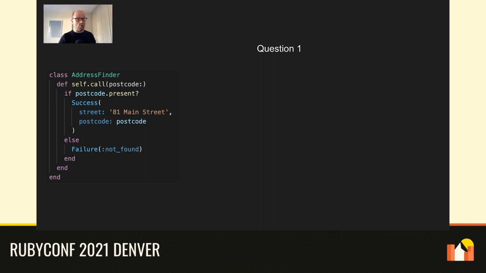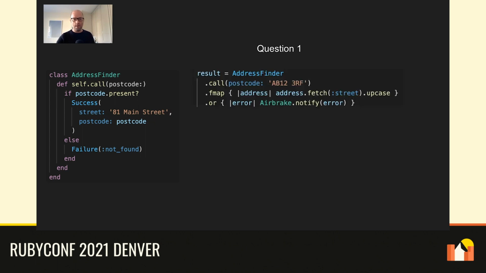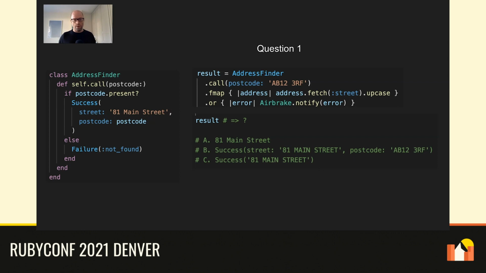Question number 1. There's only 2 questions, by the way, so don't think we're going to be here for 10 minutes with 10 different questions. Here is the code that calls that address finder. What is the result going to be? A, B, or C? Give you a moment for that.